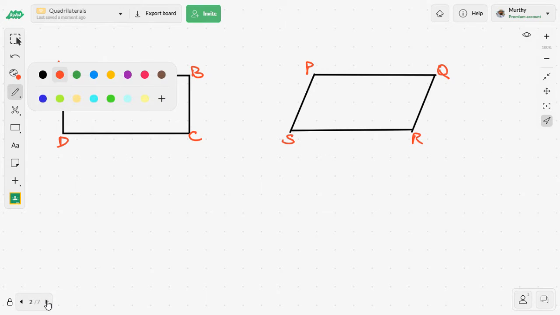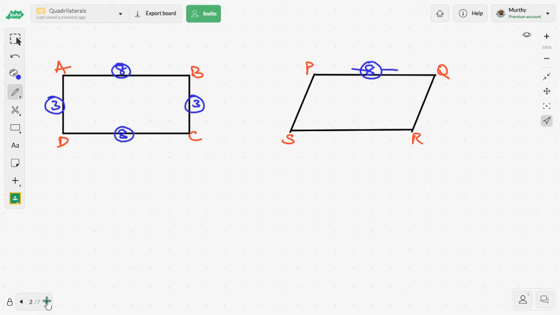Let me assign some numbers. Say that this is 8 inches, 8 inches. You know that in a rectangle, opposite sides are equal. Even in a parallelogram, the opposite sides are equal. That's the same property. This property is same for both.